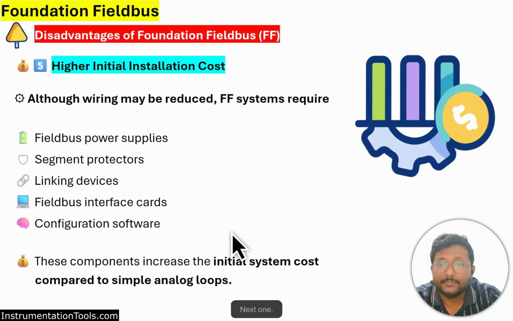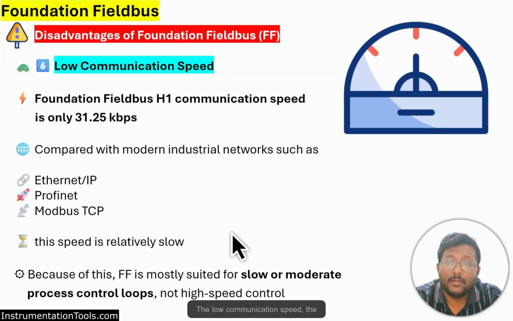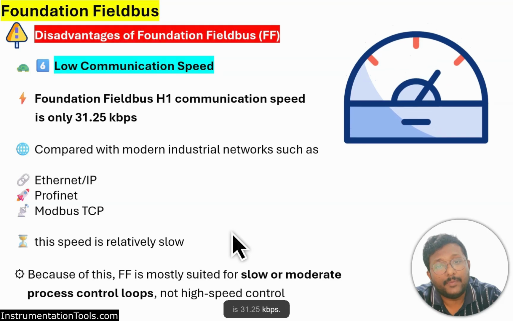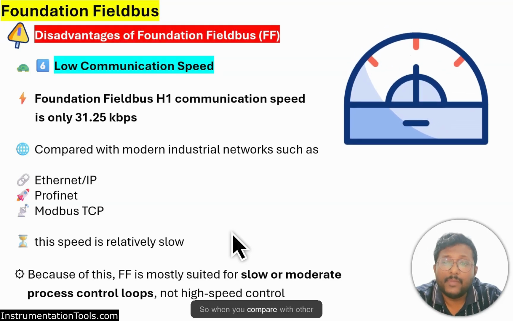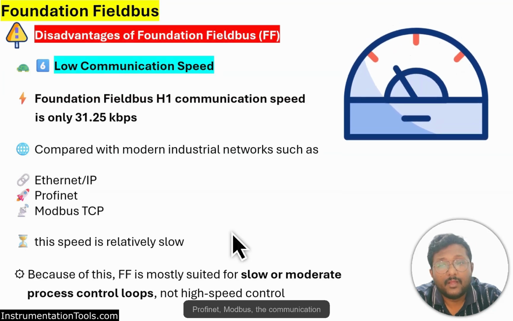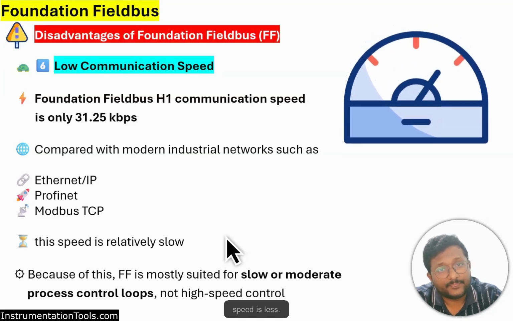Remember that. Next one, the low communication speed. The communication speed of FF devices is 31.25 kbps. So when you compare with other networks like Ethernet/IP, Profinet, Modbus, the communication speed is less.